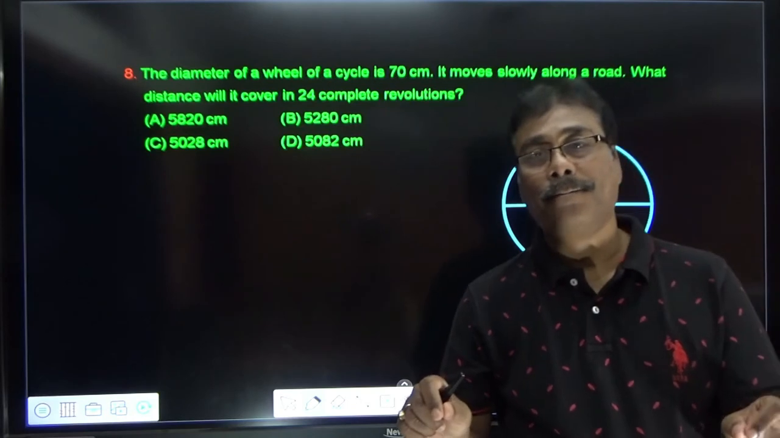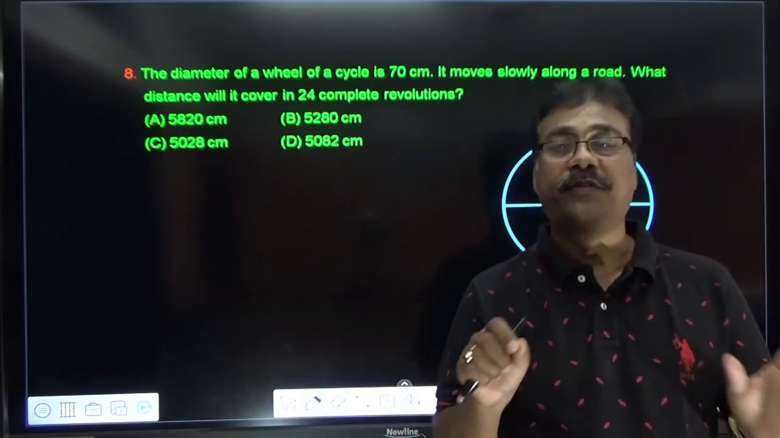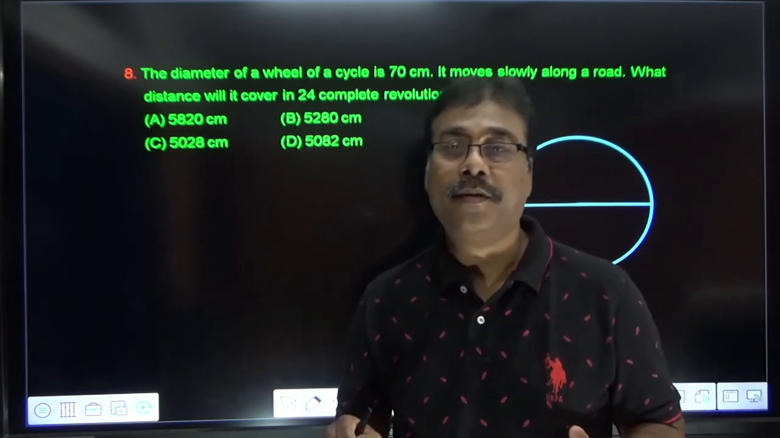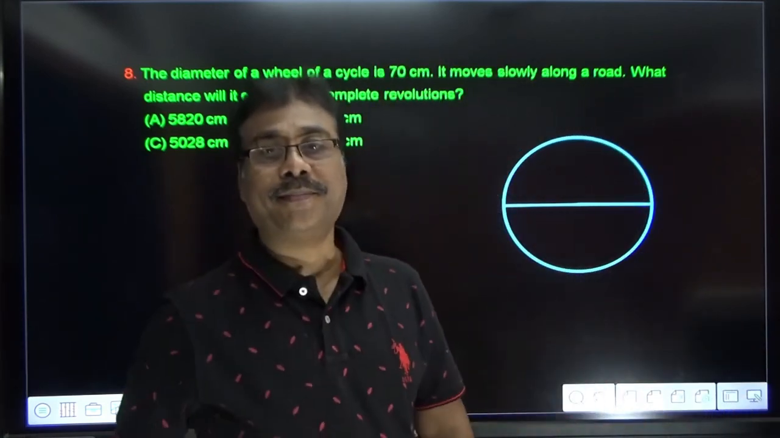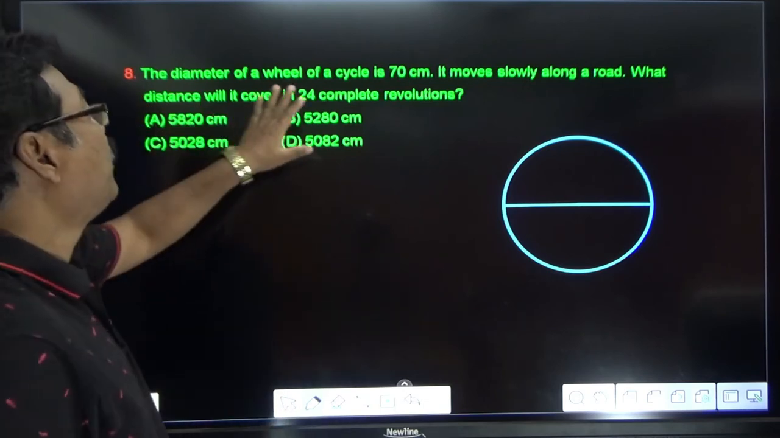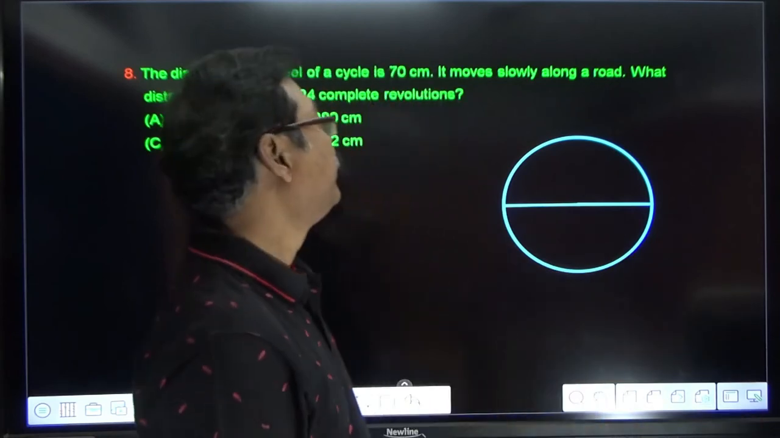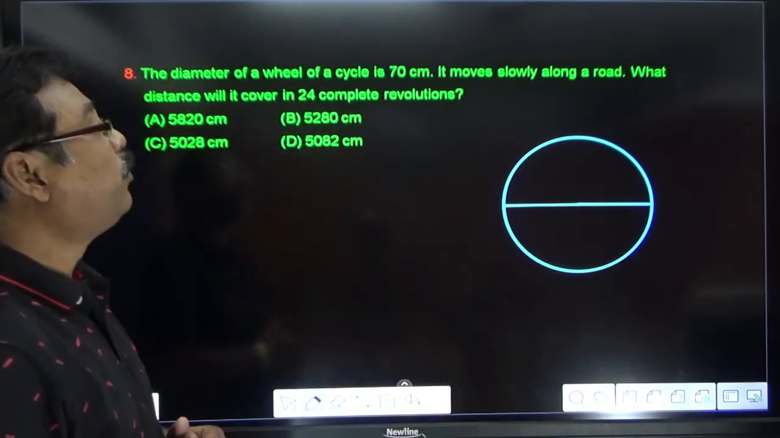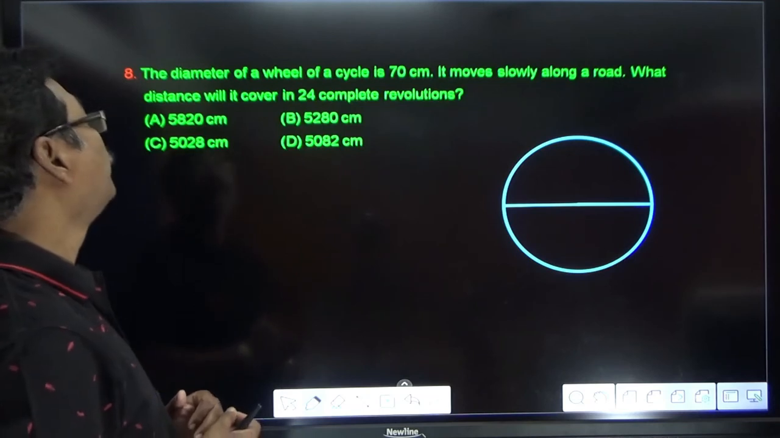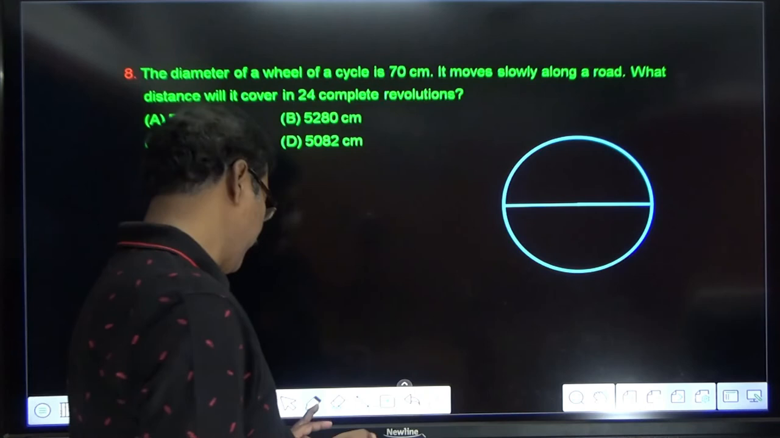Try to pause the video, see the question first. Pause the video and write your answer in the comment box. If it is correct after seeing the video, then very good. Okay, let's start. The diameter of the wheel of a cycle is 70 cm. It moves slowly along a road. What distance will it cover in 24 revolutions?